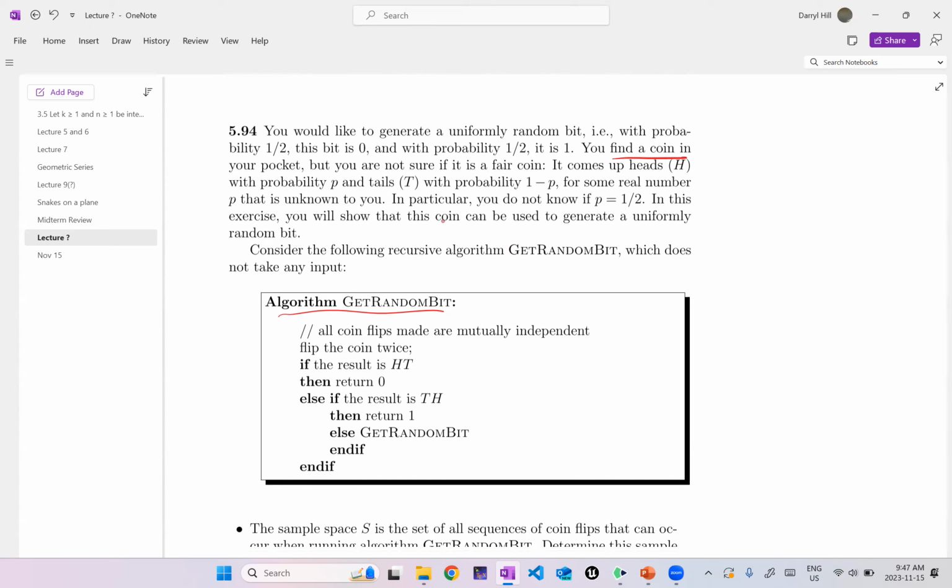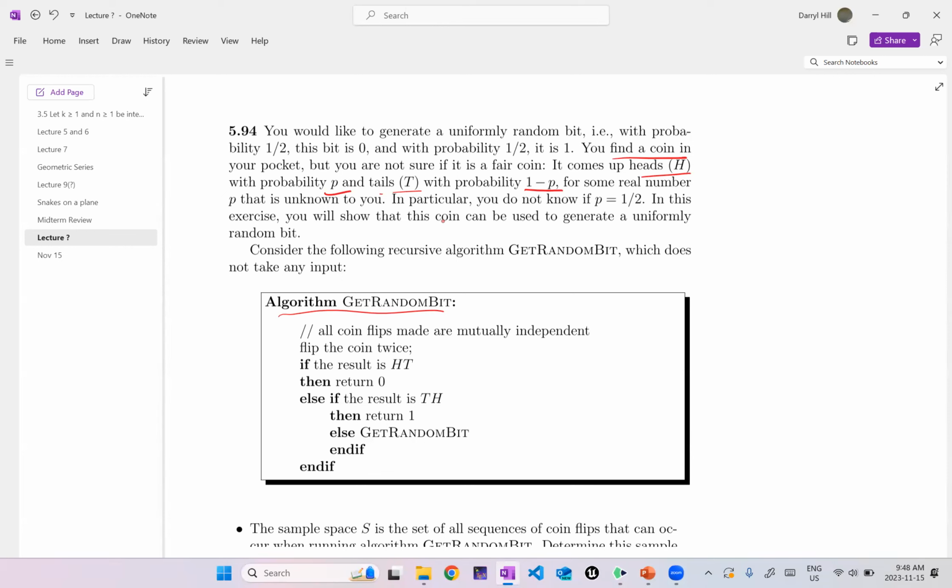I have a coin that I don't know if it's fair, right? So I have a coin and it has heads and tails, but it's a little bent. Maybe it comes up heads more often or tails more often. And I don't know exactly the probability, but I do know there is a probability that it comes up heads. We'll call that probability P. And tails, of course, since there's only 2 outcomes, must come up with probability 1 minus P. Okay, so these are the complement of each other.